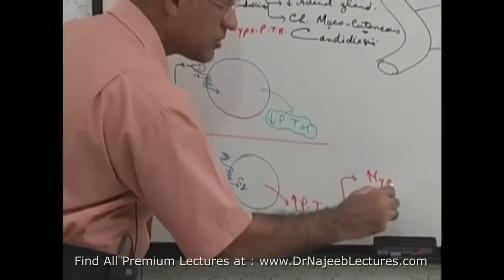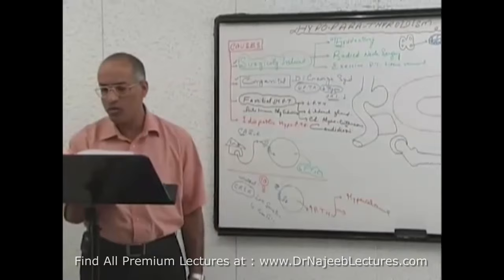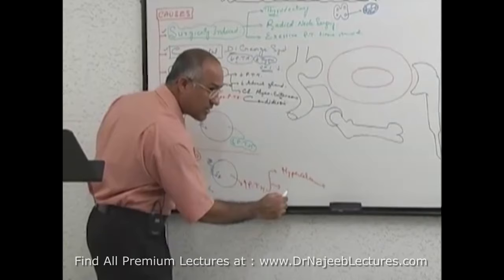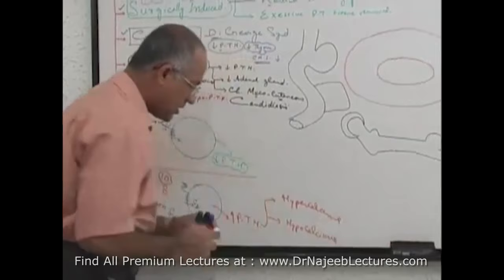That will produce hypercalcemia, right? And with that hypercalcemia, in the urine there will be hypocalciuria. Of course, in the blood calcium will go up and the urine calcium will go down because parathyroid hormone is more. Of course, you are right that phosphate will be more in the urine also, but right now we concentrate only on the calcium.